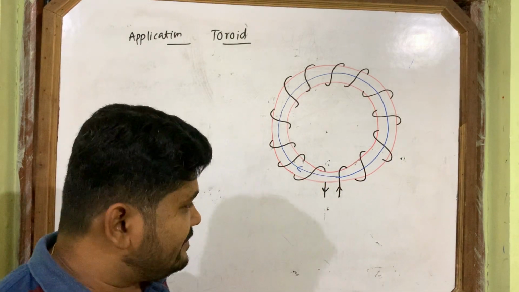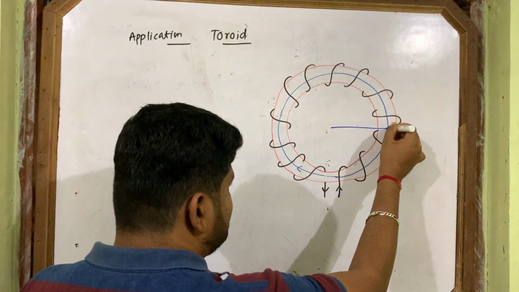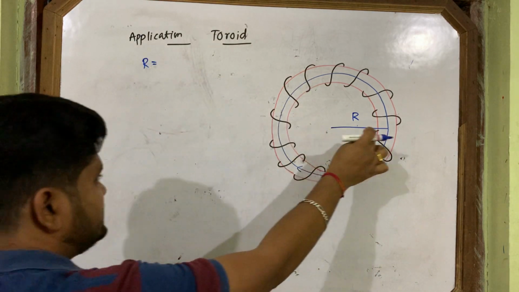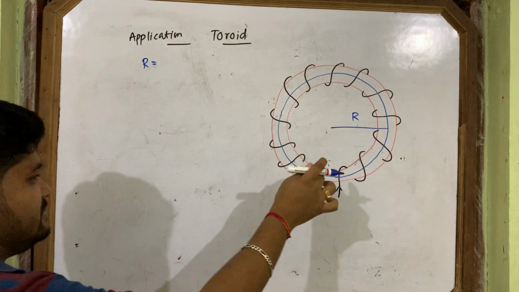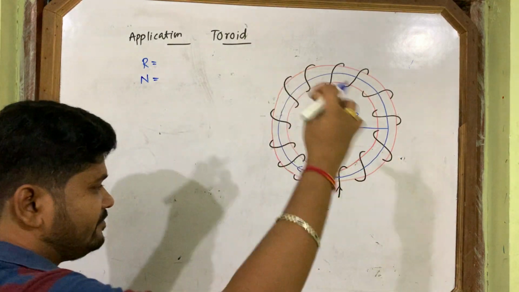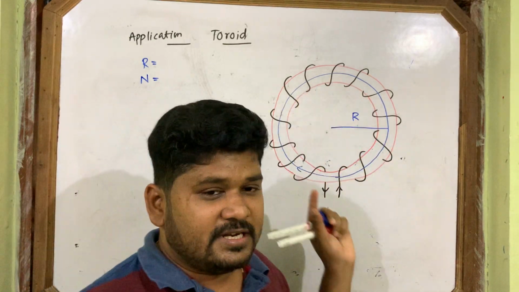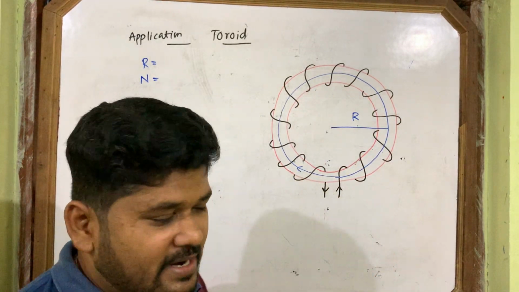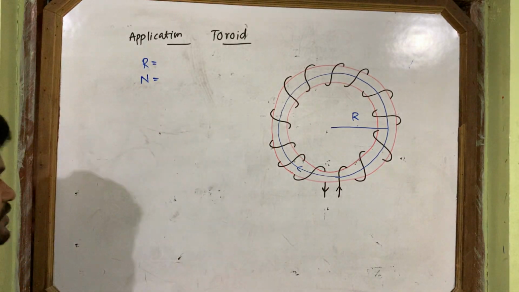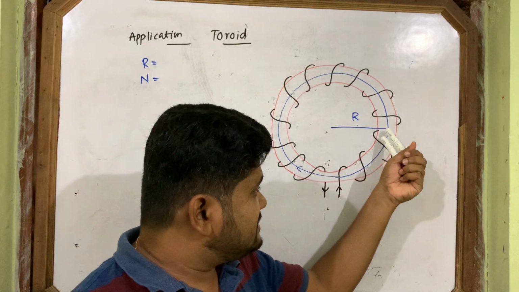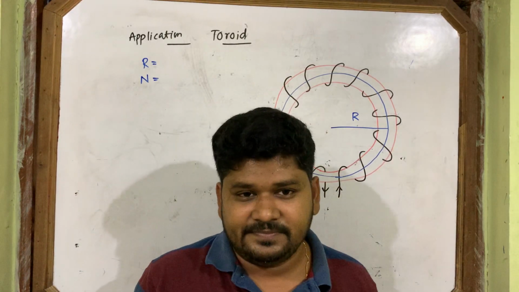We'll find the magnetic field. Let's take the radius of this toroid as capital R, the average radius, as there is an inner radius and an outer radius. The total number of turns here is fixed, capital N. I have taken the total number of turns as capital N. You don't count the number of turns. I am just taking a parameter for it. We'll find the magnetic field in the space enclosed by the toroid, inside the toroid, and outside the toroid.